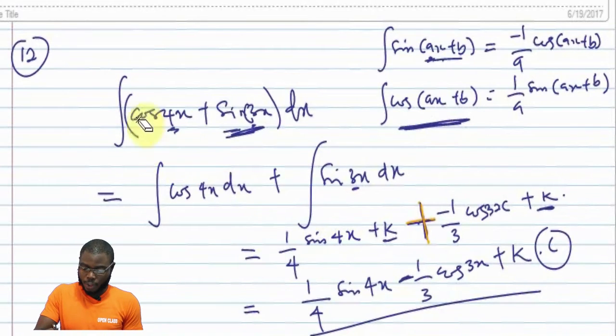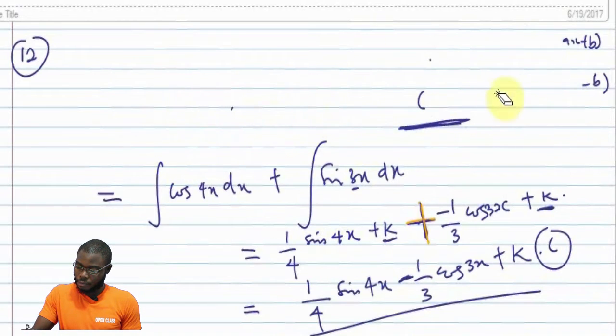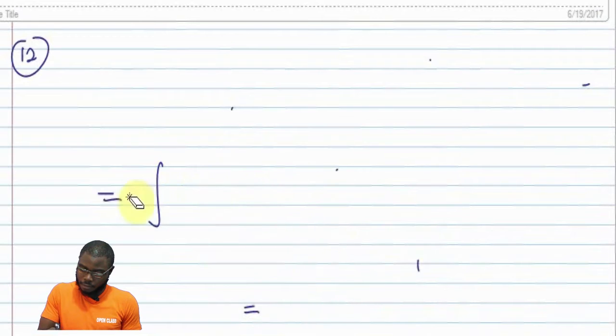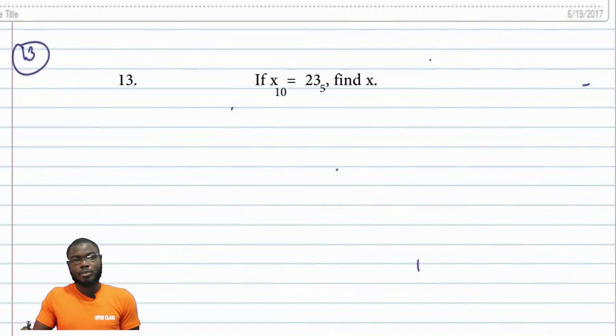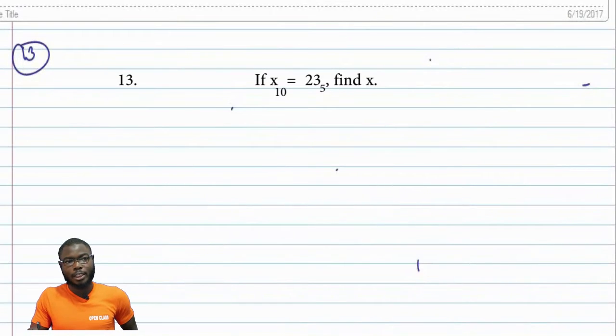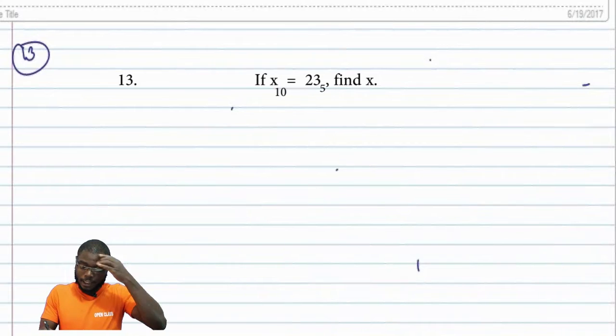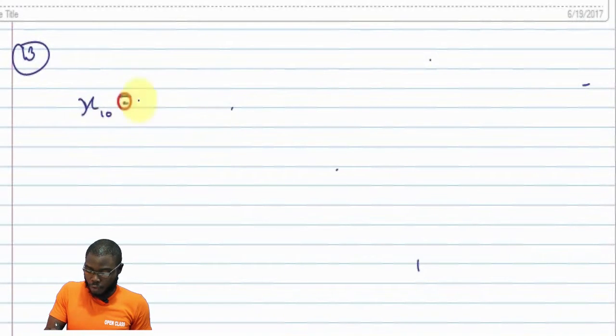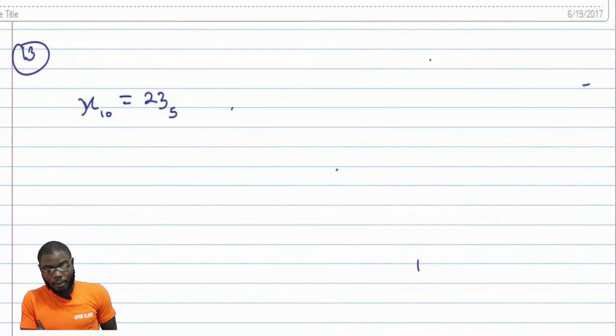Now let's move to question number 13. It says if x to base 10 is equal to 23 to base 5, find x. X is a number in base 10 that equals 23 in base 5. Then what is x?